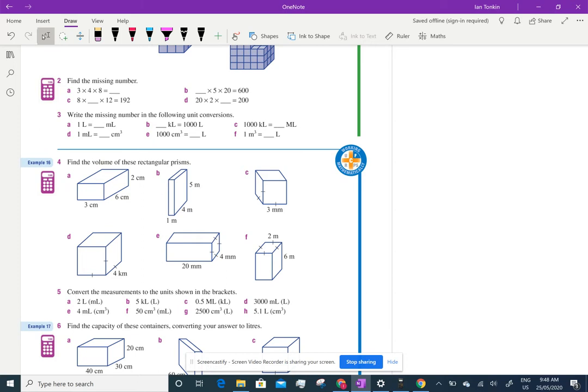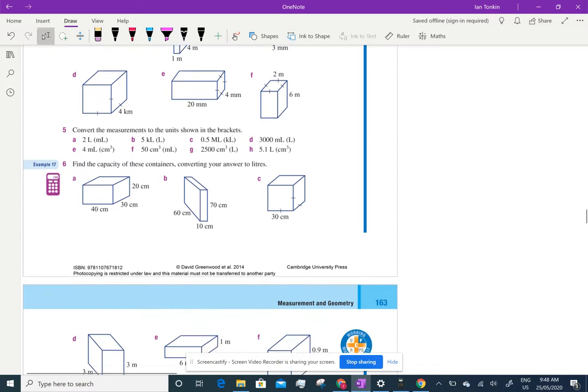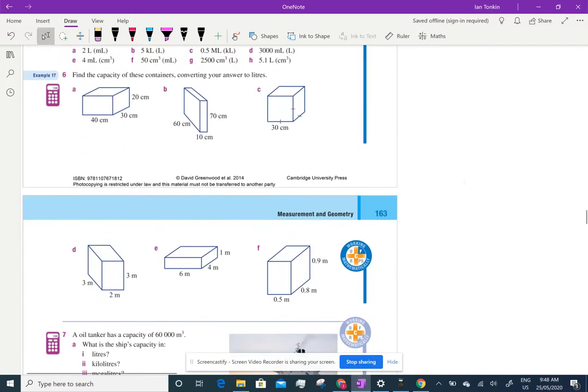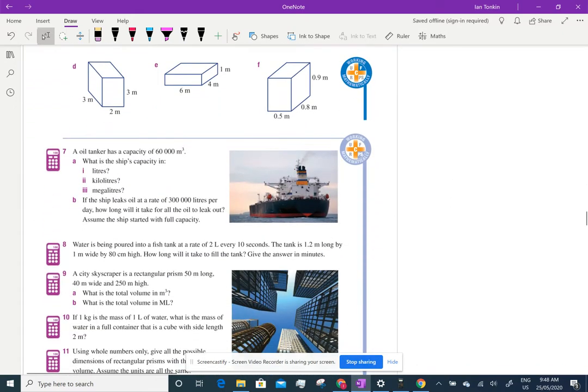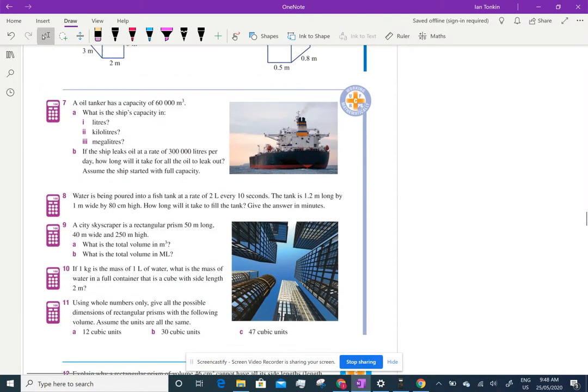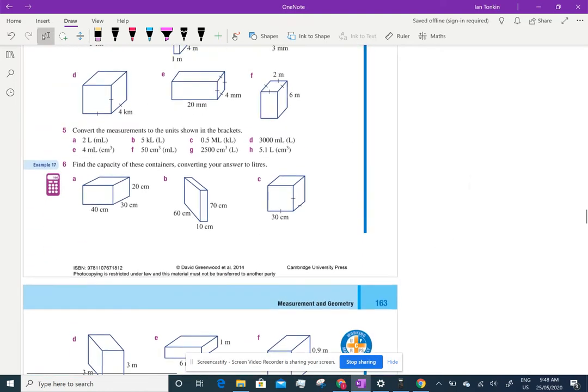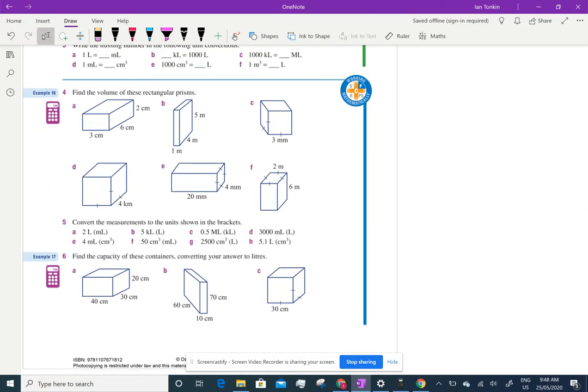So we start with question 4. Now these are very easy, and I'm not going to do all of them, and I want you to check your answers on them. We're going to do 4, question 5, question 6, A and F, and then questions 7, 8, 9, 10, and 11. They'll be harder, but if you mainly get through question 4, 5, 6, A and F, that should be enough.